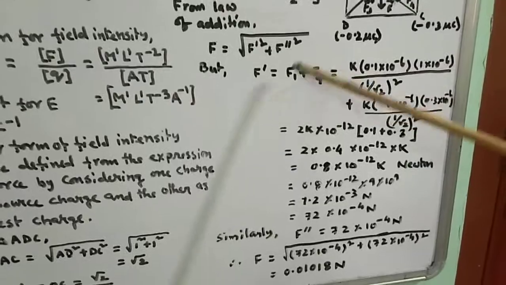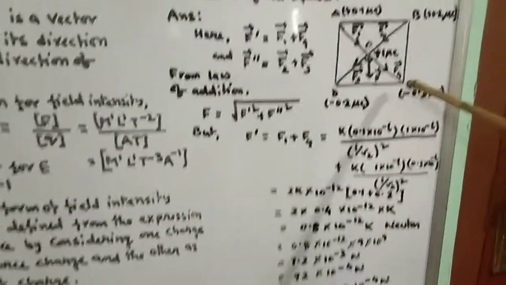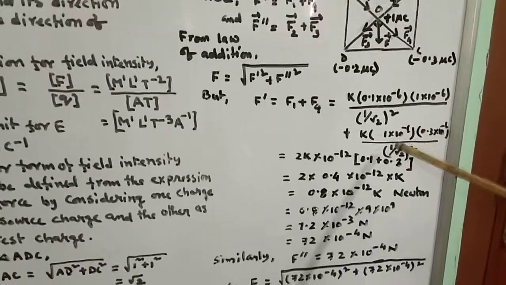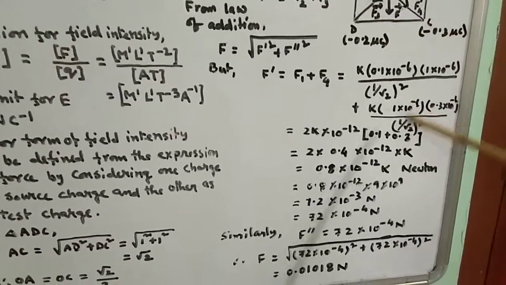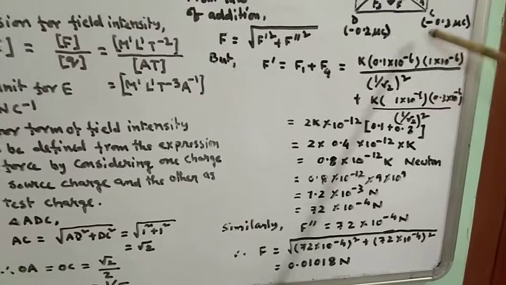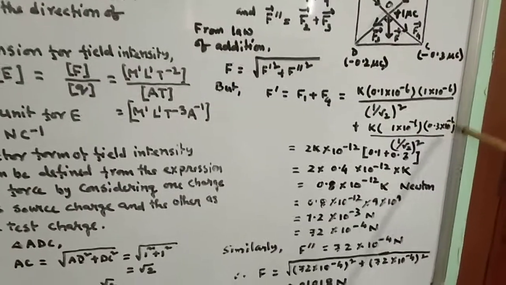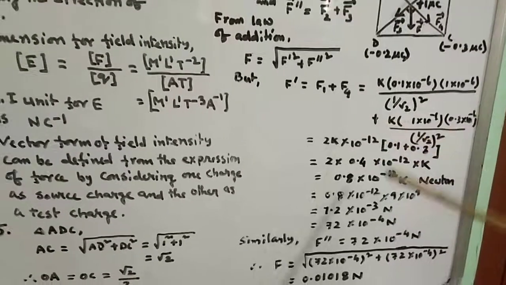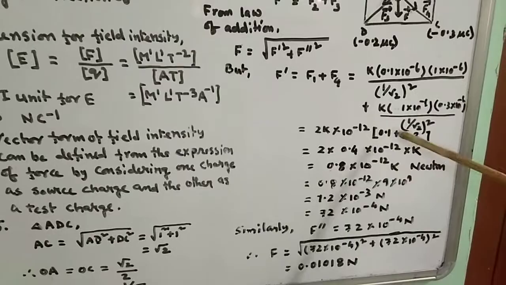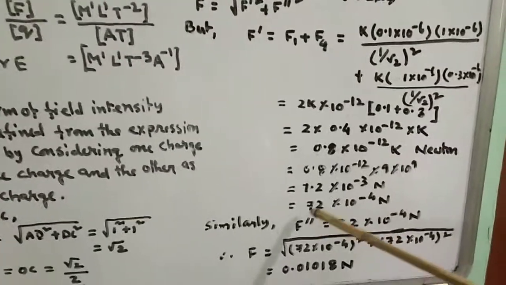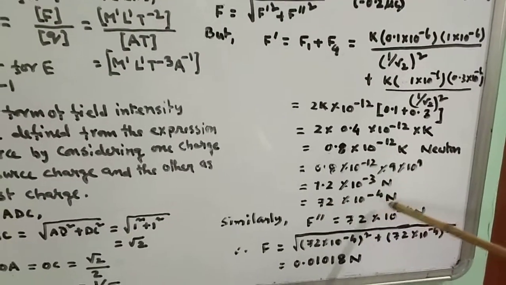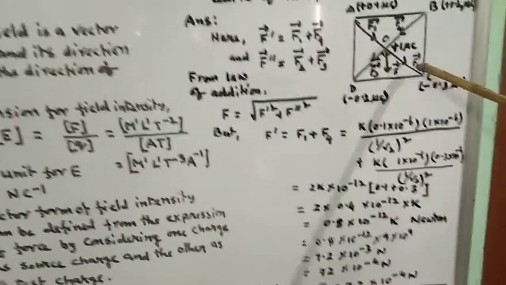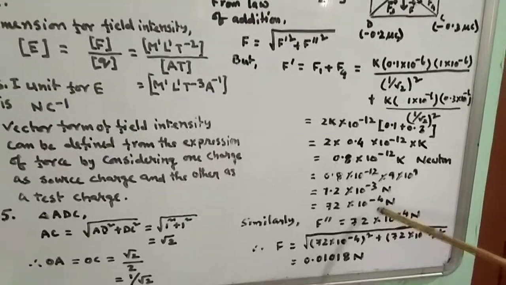So F1 is this one, and F4 you can get by considering this one and this one. As we are considering the magnitude, we are not considering the sign. So 1 microcoulomb, 1 into 10 to the minus 6, and this one is 0.3 into 10 to the minus 6, over 1 by root 2 square. If you simplify this, check the simplification part, you will get the resultant force as 72 into 10 to the minus 4 Newton. So the resultant force of F1 and F4 is 72 into 10 to the minus 4 Newton.